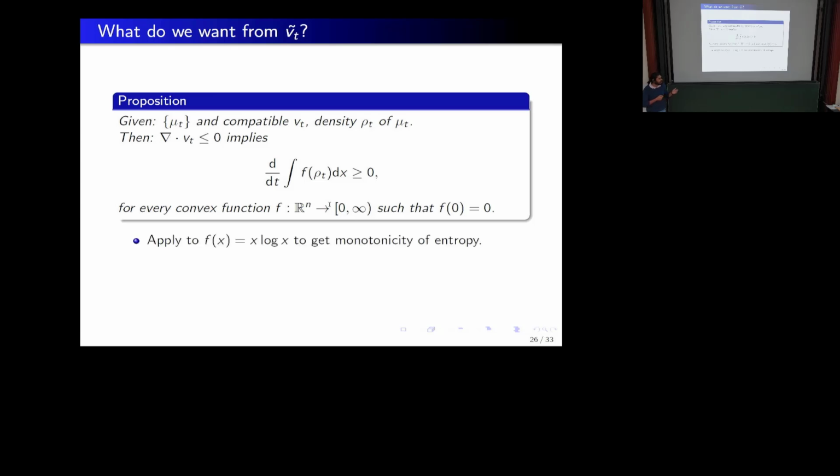And so if you wanted to get monotonicity of entropy, you would apply it to x log x, which is a convex function. If you wanted to get Renyi entropies, you would apply it to this piece. And this is what we would like to prove in any circumstance when we want to show that entropy is monotone along a flow. Alright, so now I'll put everything together.